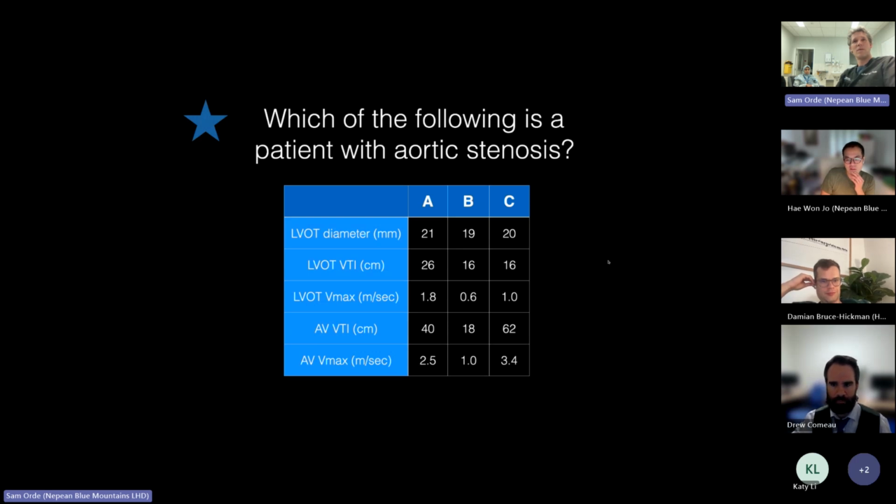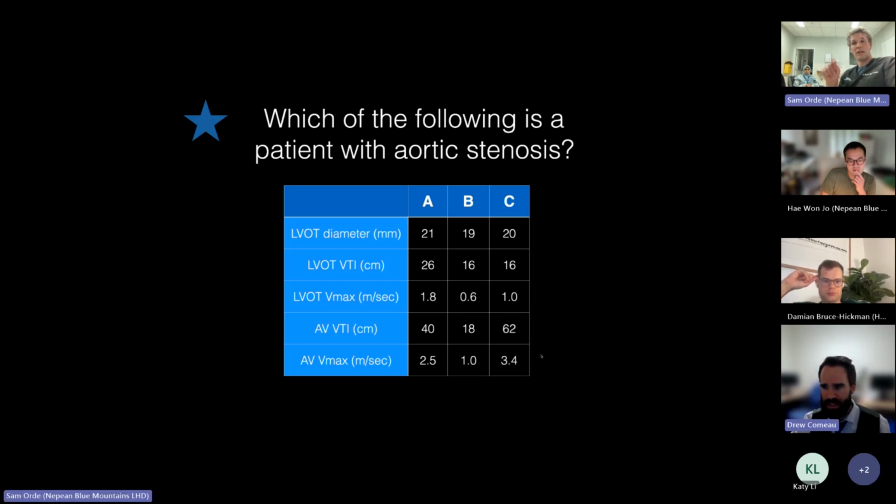Okay. What about this one? Who's got aortic stenosis? Back to me still? Yep. So I guess the criteria we'd look at is the AV Vmax over 4 is severe, and 3.4 is moderate. Fine. Yep. And that's probably what I would look at.